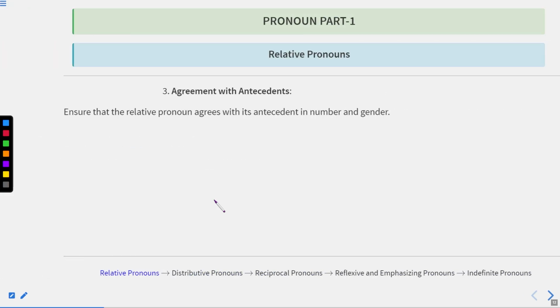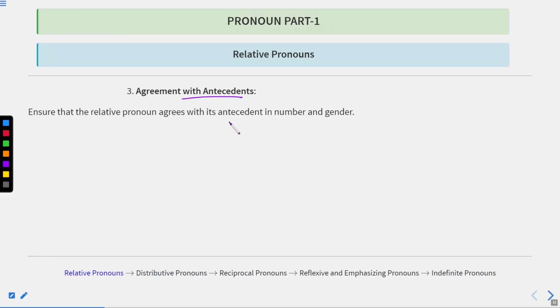Okay. Now, agreement with antecedents. I'm really very sorry. This is agreement with antecedents. Ensure that the relative pronoun agrees with the antecedent in number and gender. Okay. So the verb that we are using and the possessive case that we are using, they should agree with the antecedents. It means the noun which is before the relative pronoun. Okay.